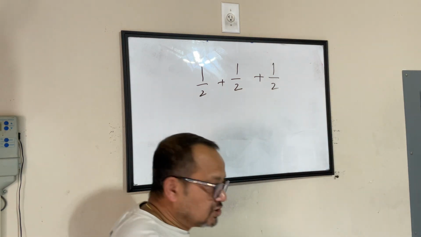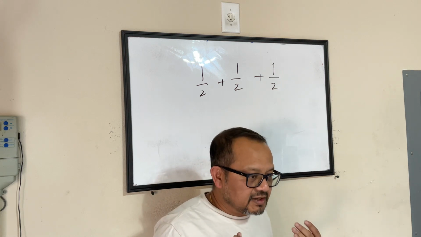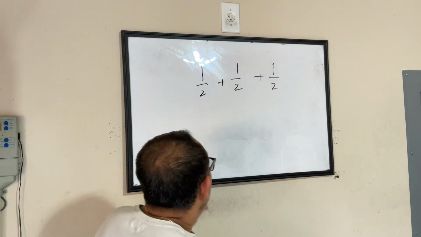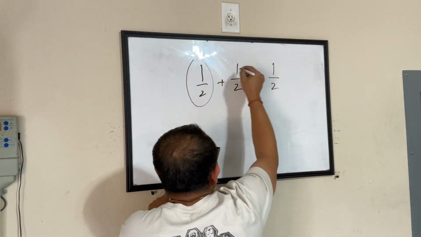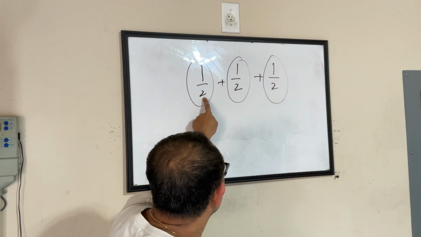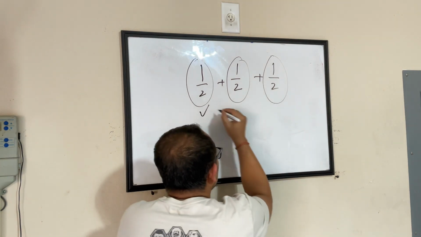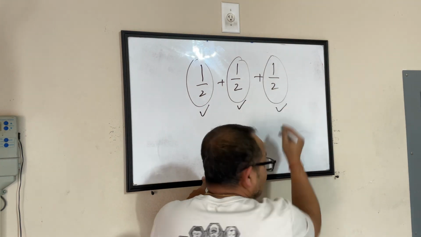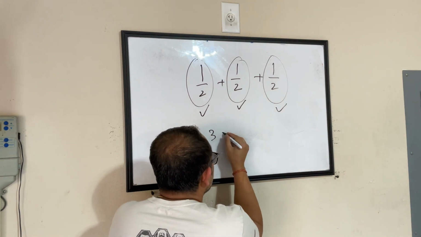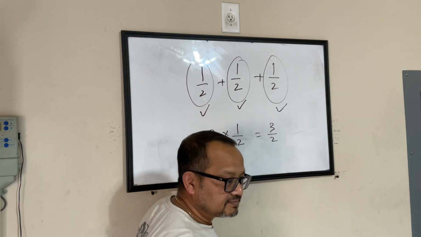So again, all of you are very smart, much smarter than me. Because I'm doing it like a baby. I will say, okay, I have 3 similar things. These 3 are similar things. I will call this a guava. One guava, another guava, another guava. So I have how many? 3 guavas. And that became 3 by 2.